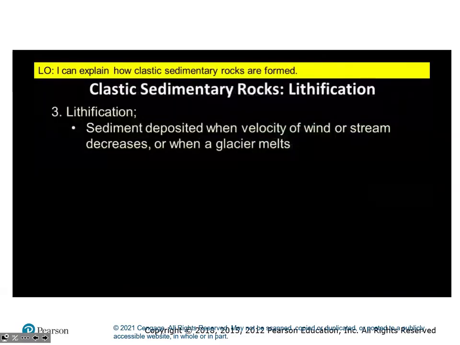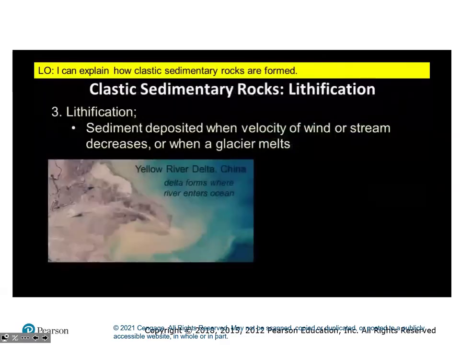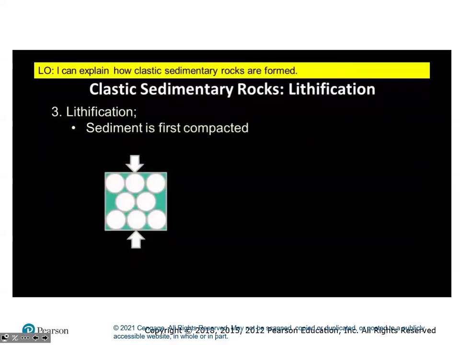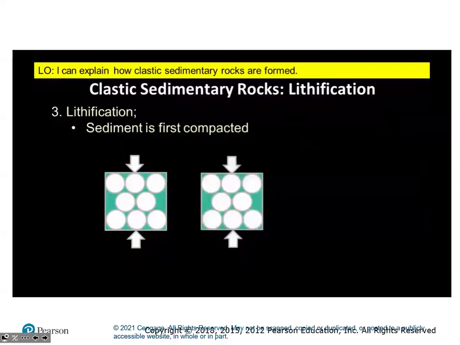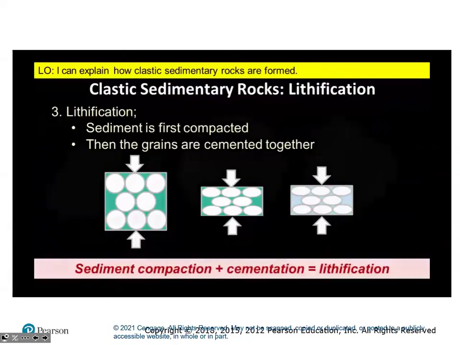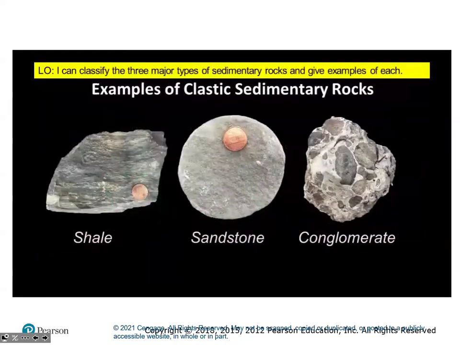The last stage in the formation of clastic sedimentary rocks occurs after the transporting agent loses energy and the sediment is deposited. As more and more sediment builds up, the material at the base of the pile is compacted. Compaction squeezes out spaces between grains and pushes the grains closer together. Finally, chemicals precipitate out of water to cement the grains together and form a rock. These processes result in sedimentary rocks like shale, sandstone, and conglomerate.